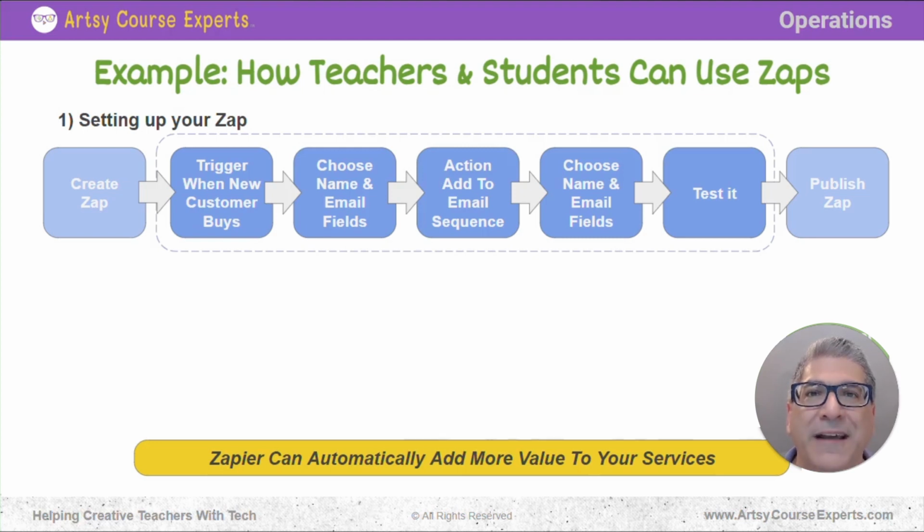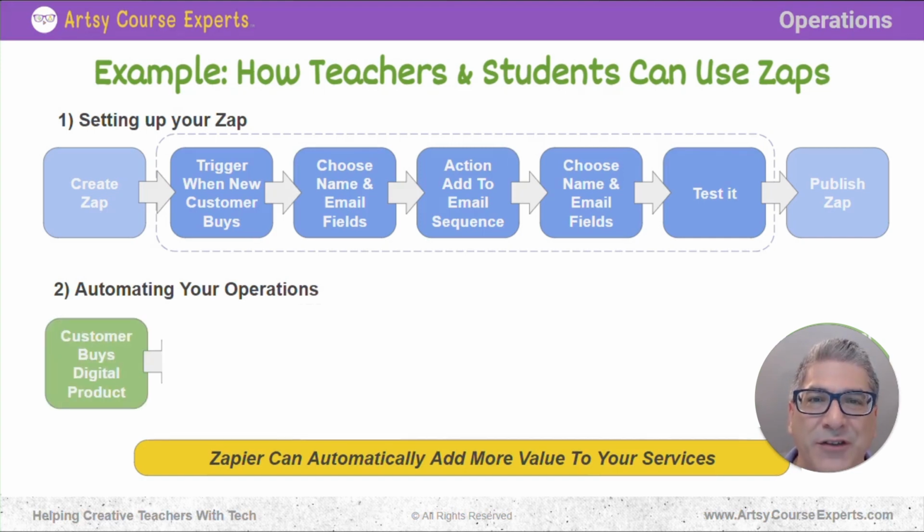Now let's look at automation from your student point of view. First of all, a customer goes and buys one of your digital products. So that's the event that triggers it, right? So they go, they're on a website, they're on Thinkific, Teachable, Kajabi, whatever. They're on a system and they buy something from you.